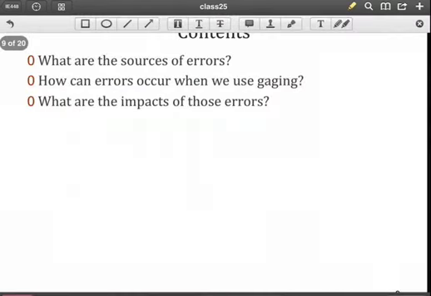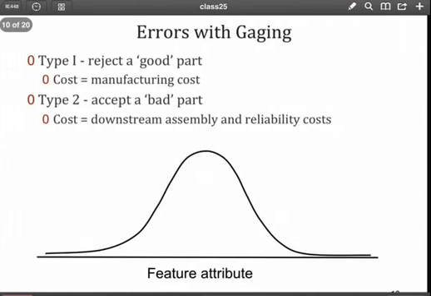So what are the sources of error whenever you're measuring something, you're concerned about that? And then how can these errors occur when we're using gauging such as we've described? What is the impact of these errors on your manufacturing system? You should be concerned about that. So let's talk about errors with gauging. Specifically, we'll talk about it with respect to hard gauging, but in our next look at soft gauging, this will also be applicable.